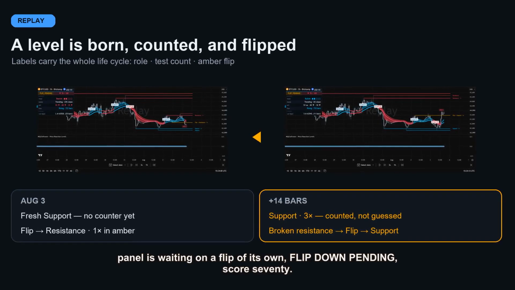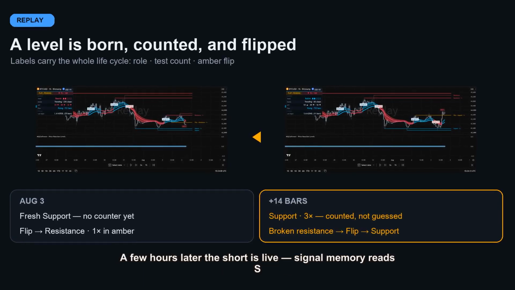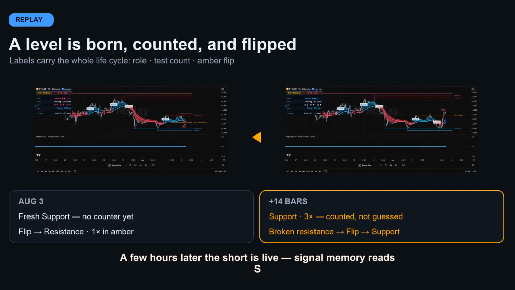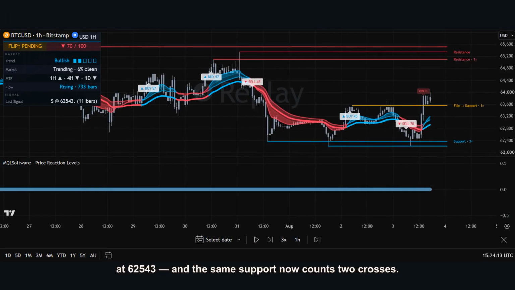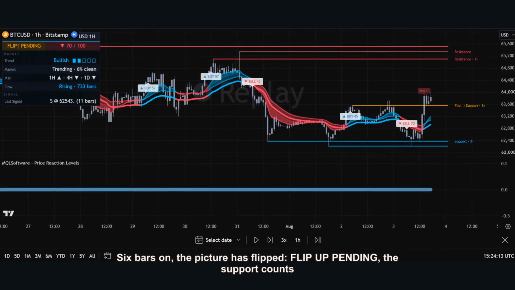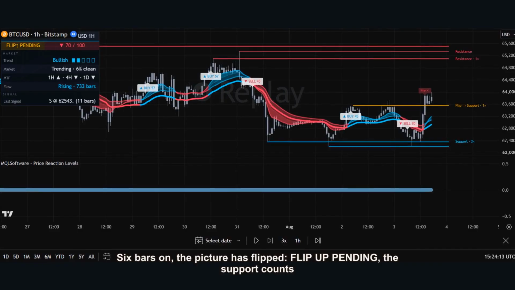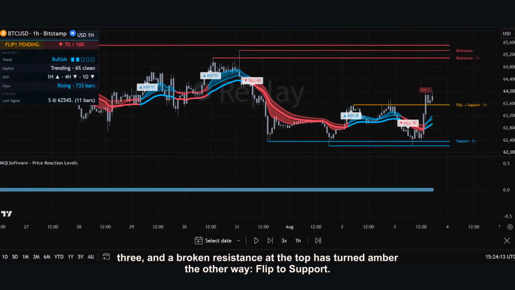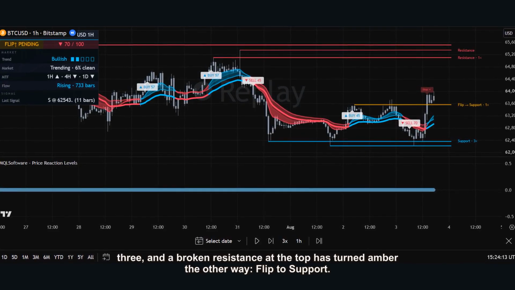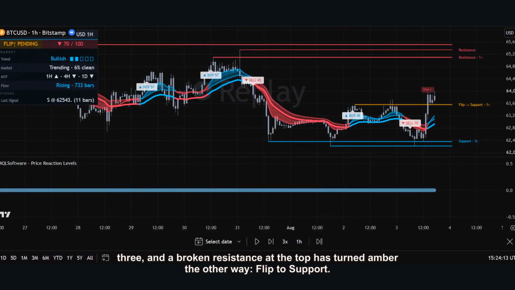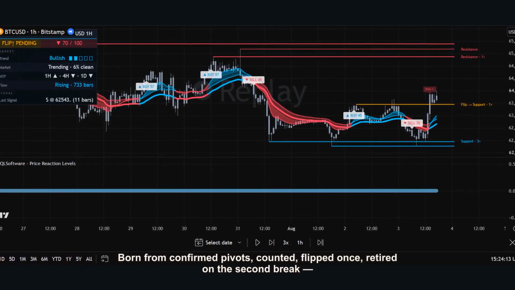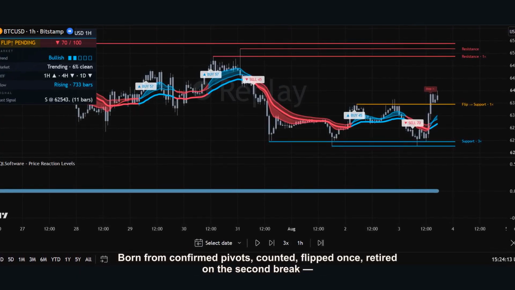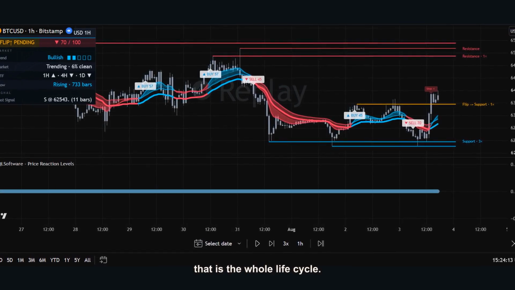A few hours later, the short is live. Signal memory reads S at 62,543, and the same support now counts 2 crosses. 6 bars on. The picture has flipped, flip up pending. The support counts 3, and a broken resistance at the top has turned amber the other way. Flip to support. Born from confirmed pivots, counted, flipped once, retired on the second break. That is the whole life cycle.